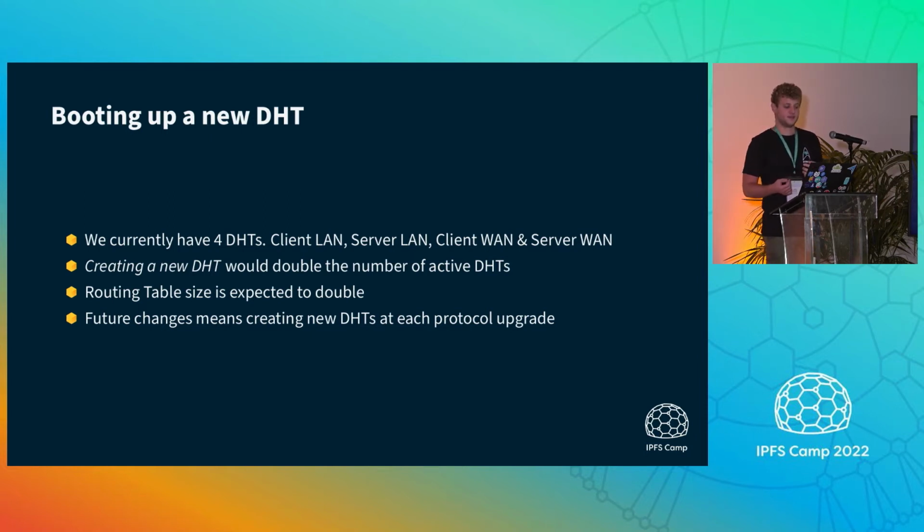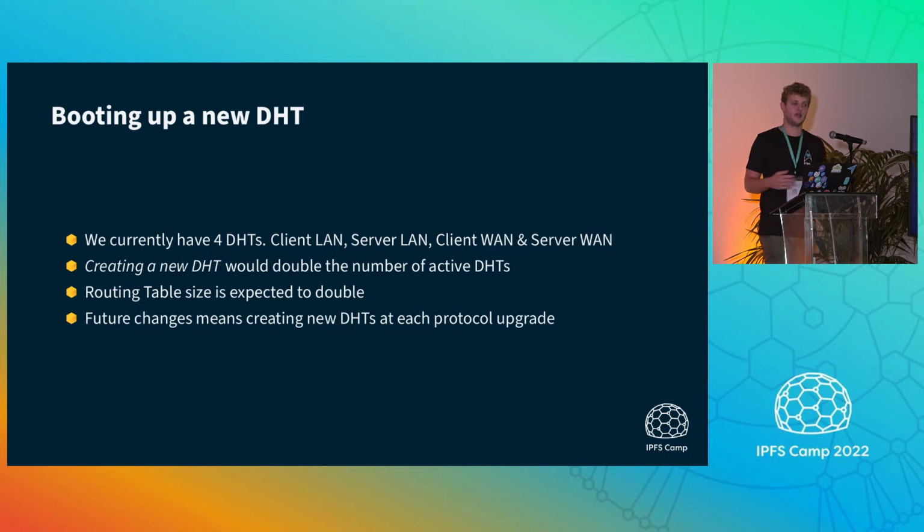But it's not that good because currently in implementation we are running 4 DHTs: 1 client LAN, 1 server LAN, and the same client and server for the wide area network. So it means that we'll need to get to 8 DHTs. And so the state of the routing table would just double. And yeah, it's not really desired.